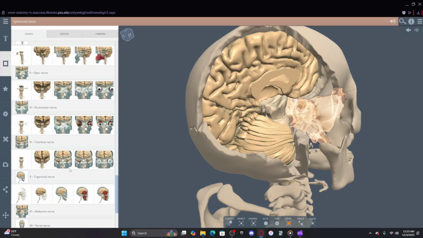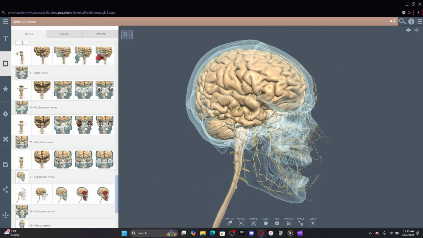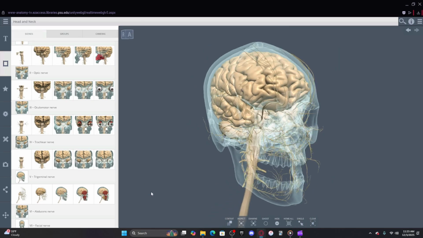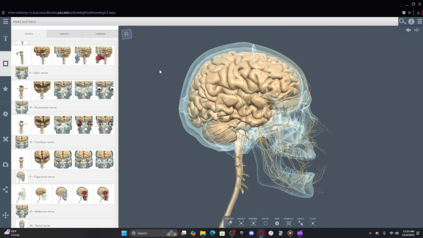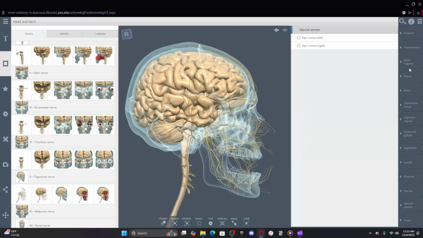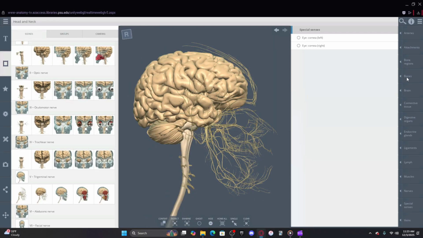Right, trigeminal has 3 branches: ophthalmic, maxillary, and mandibular. They're all entering different regions. So let's move on to that so we can see that clearly. All right, so this one's a little bit more complicated. So I'm going to make sure I slow it down a little bit more so we can understand.